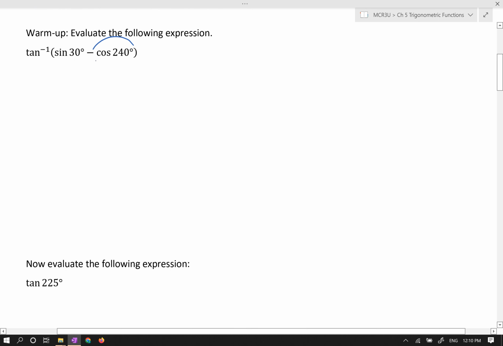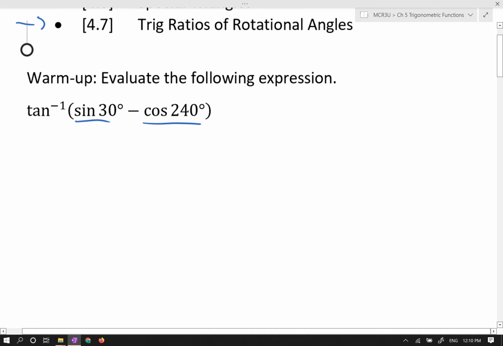So here, I need to evaluate this entire expression. And if I'm going to do that, I need to respect my BEDMAS. I need to evaluate the inside of these brackets first. To evaluate the inside of my brackets, I need to evaluate these individual trig ratios. So I have the sine of 30 degrees. That's nice and extremely straightforward.